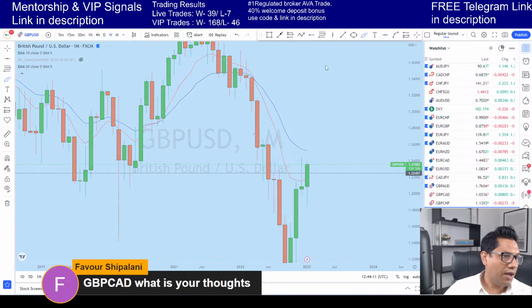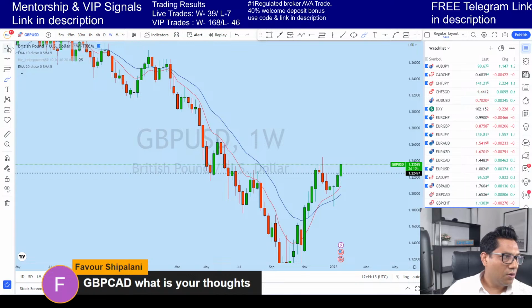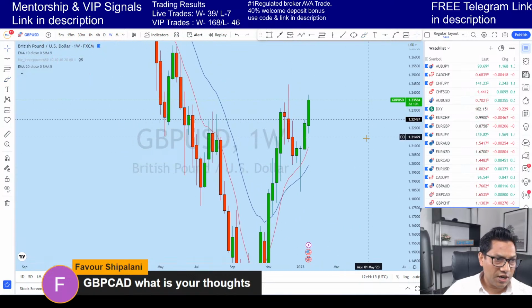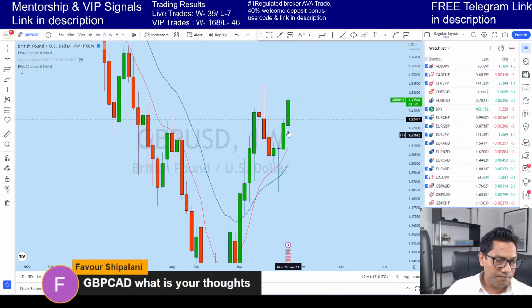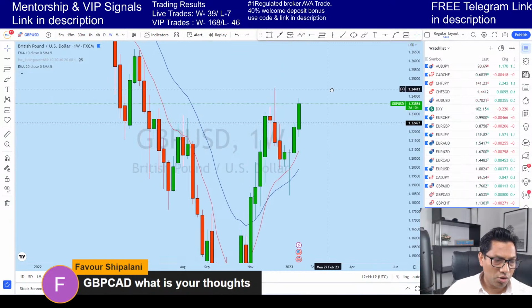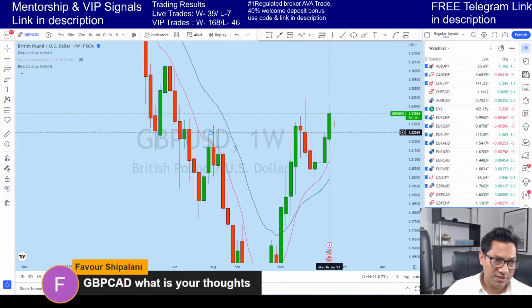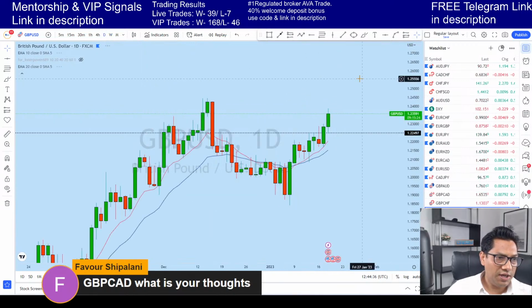So let's now look at the weekly perspective on British pound US dollar. We see that after the previous weekly bullish candle, this week the price is also creating another kind of middleman, not fully developed, but there are still 2 days remaining for this weekly candle, and this price action is still bullish. So let's look at the daily now.